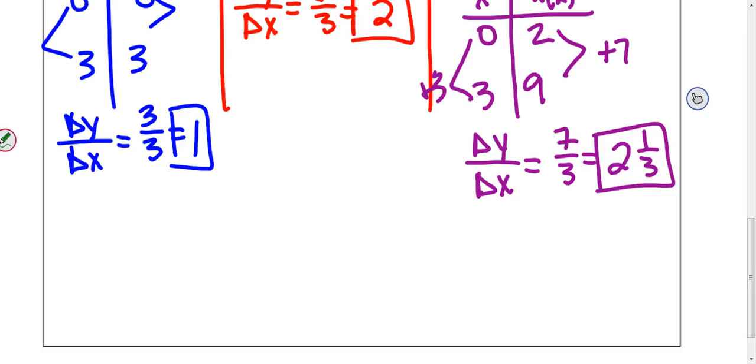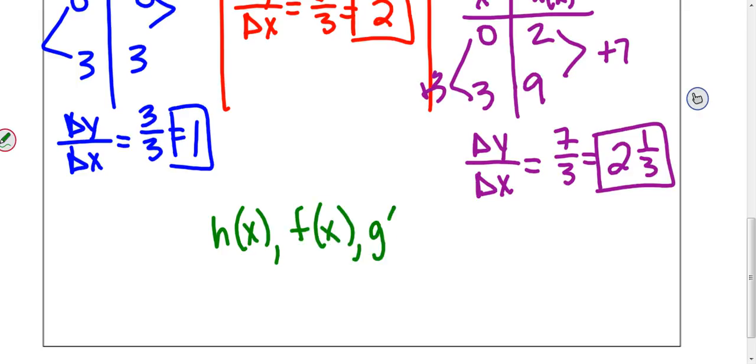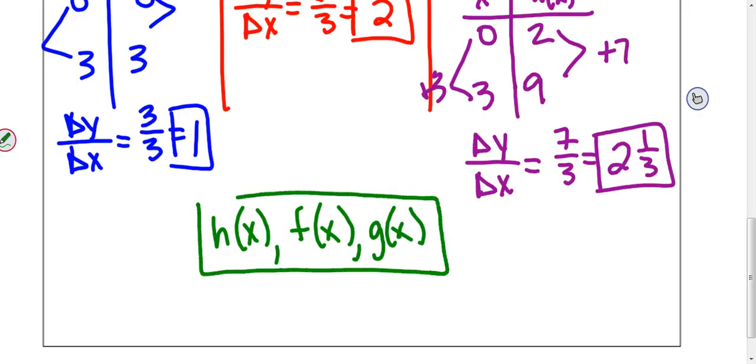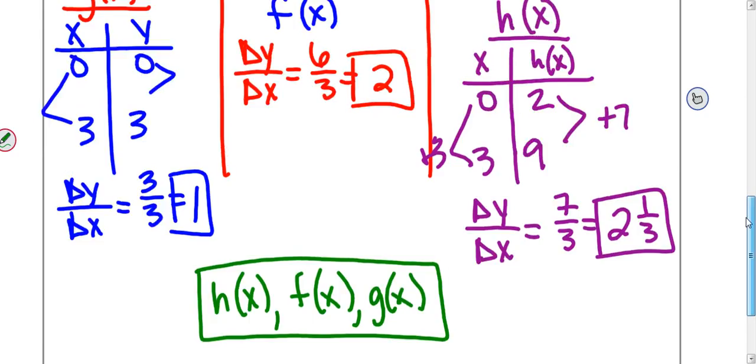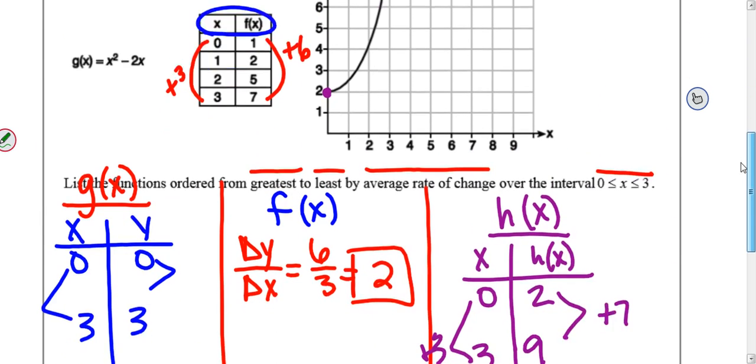And then the very last thing that we are going to do is write this in order from greatest to least. That's what I underlined. So h of x is my greatest, f of x is my next greatest, and then g of x is my least. Okay, so this is my final answer for this last problem, again, in order from greatest to least.